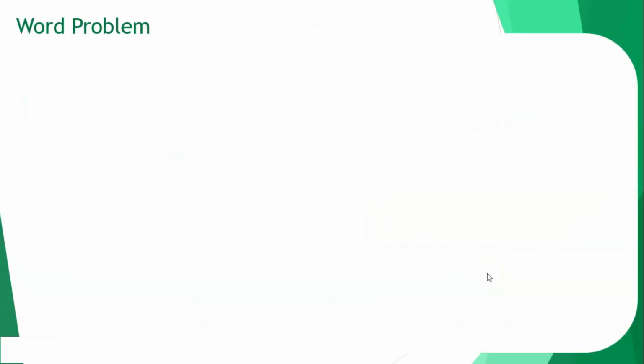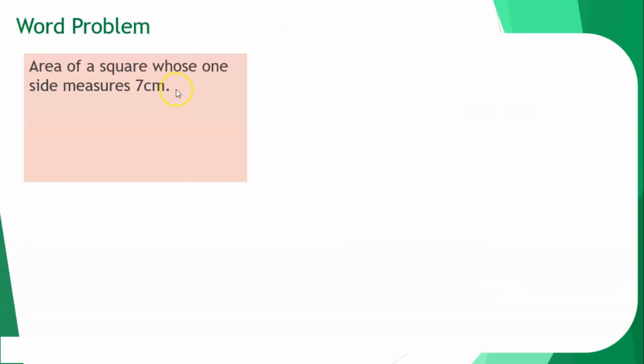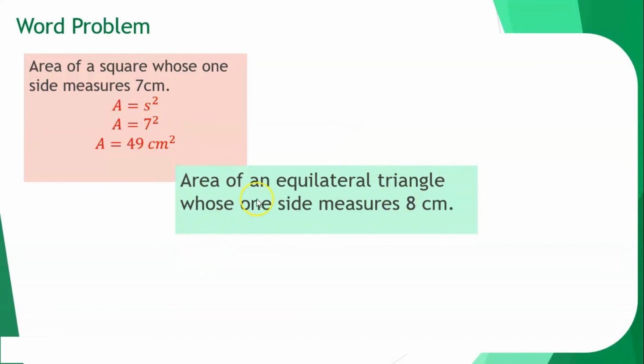Okay, let's have this sample word problem. Area of a square whose one side measures 7 cm. So to do that, that's A equals S squared. So 7 squared, so that would be 49 centimeters squared. Okay, another. Area of an equilateral triangle whose one side measures 8 centimeters.